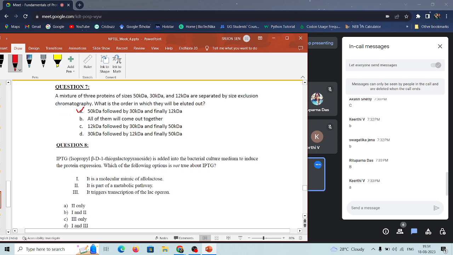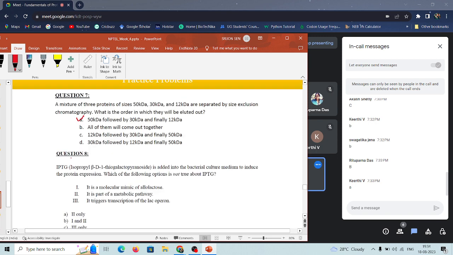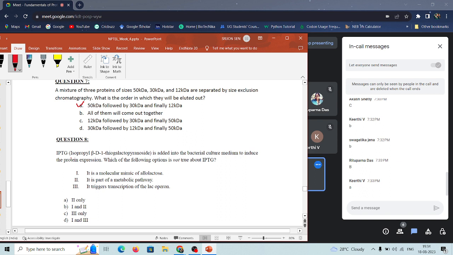Good. Okay, question number 8. IPTG is added to a bacterial culture medium to induce protein expression. Which of the following is not true? It is a molecular mimic of allolactose. It is a part of the metabolic pathway. It triggers transcription of the lac operon. Which of the options is not correct?